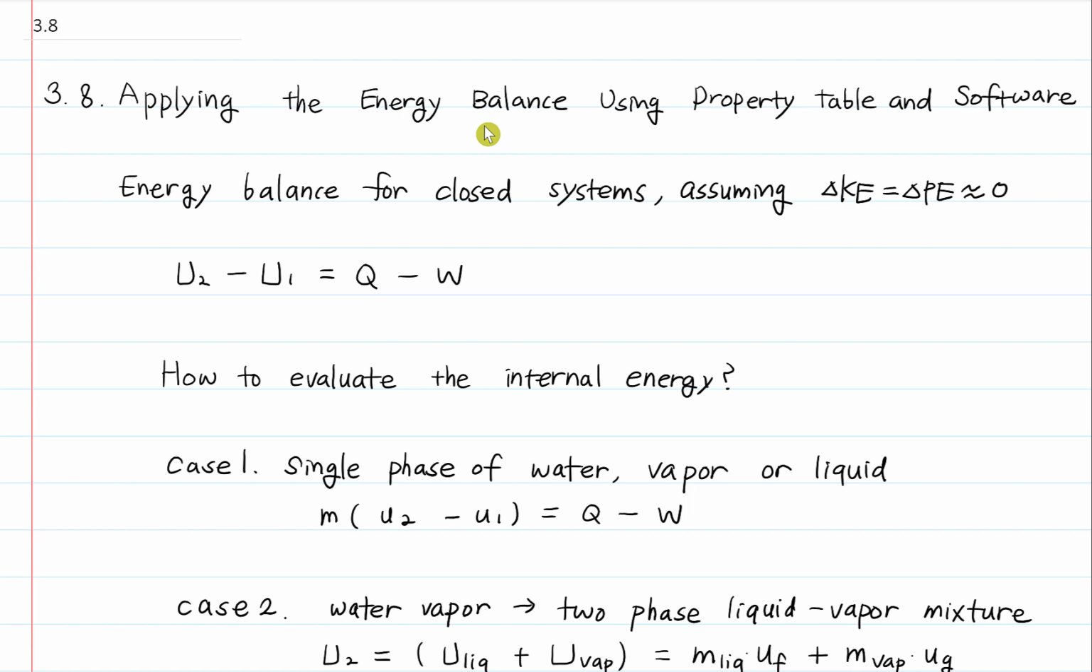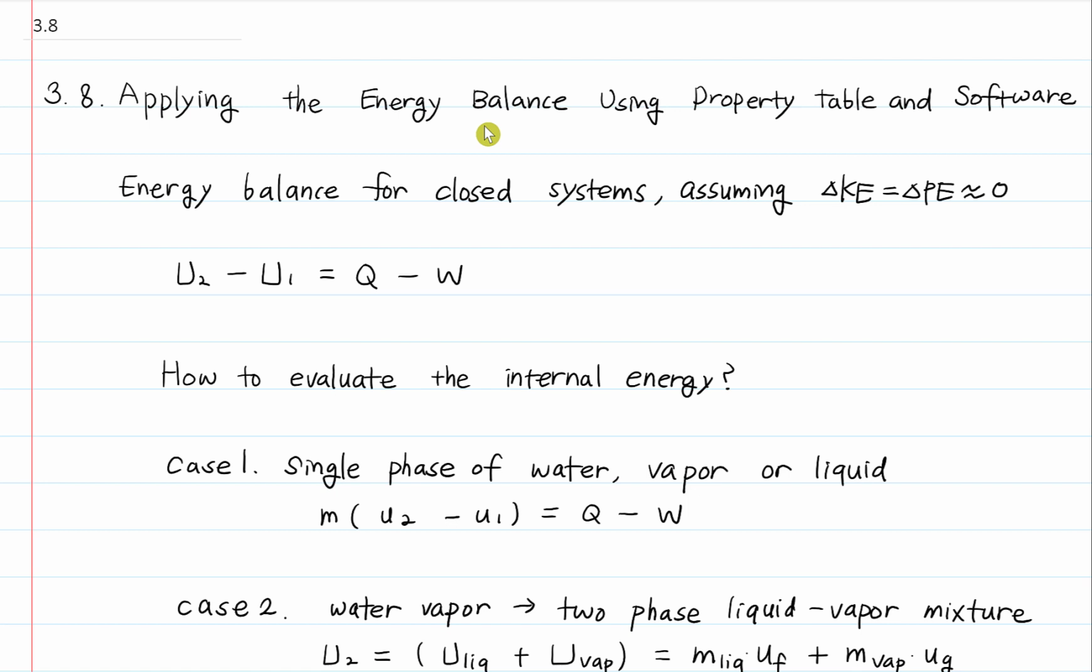3.8 Applying the energy balance using property tables and software. In this class, we are not going to use computer software to determine thermodynamic properties. In these sections, we are going to determine the thermodynamic properties of substances using property tables and apply the energy balance relations for closed systems.